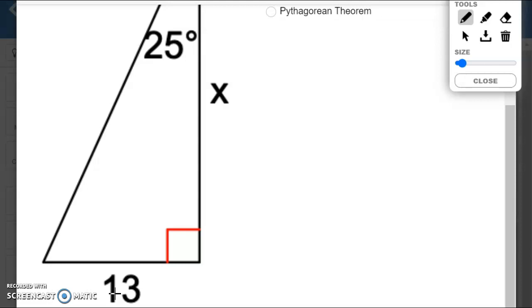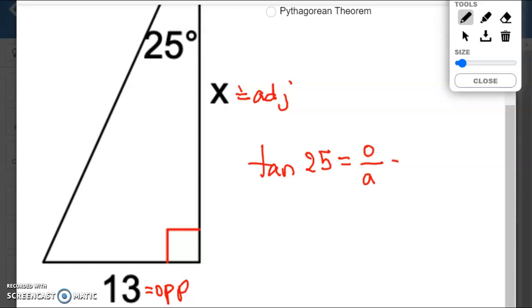So they're both legs, and this x, relative to the angle that we're given, is adjacent. So we have the adjacent side, and this is opposite to the angle that we're given, so that's the opposite. Which trig function deals with adjacent and opposite? That's tangent, right? So tangent of 25 degrees, SOHCAHTOA, is going to be opposite over adjacent. What's opposite? That's 13 over x.